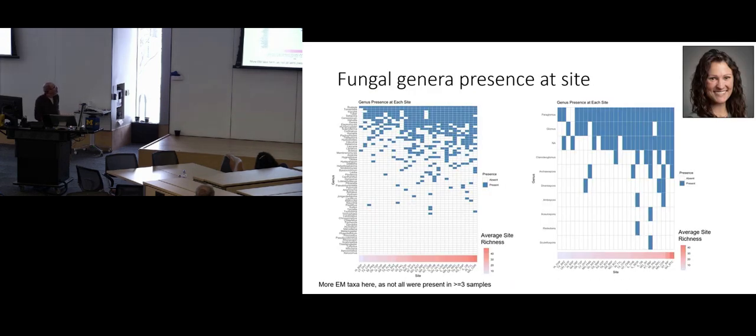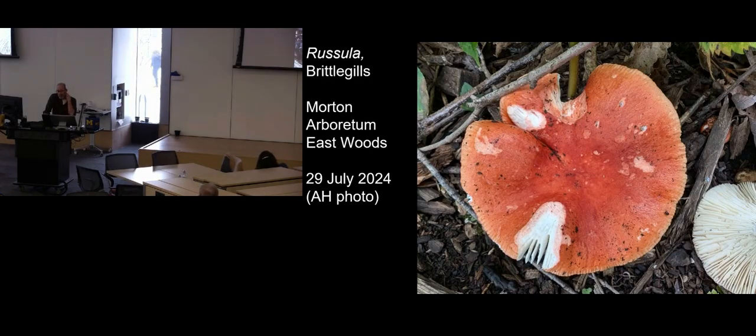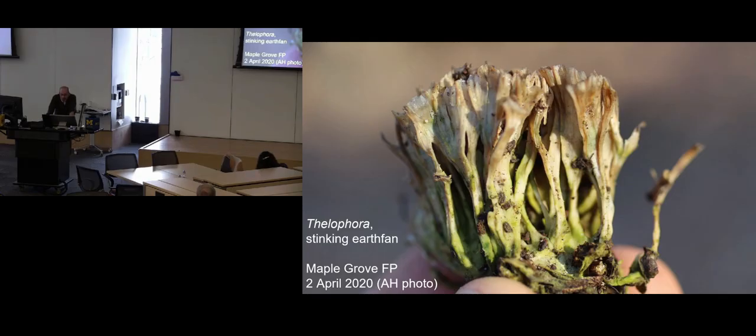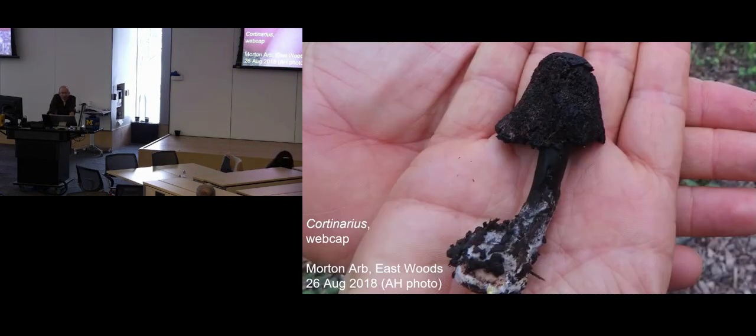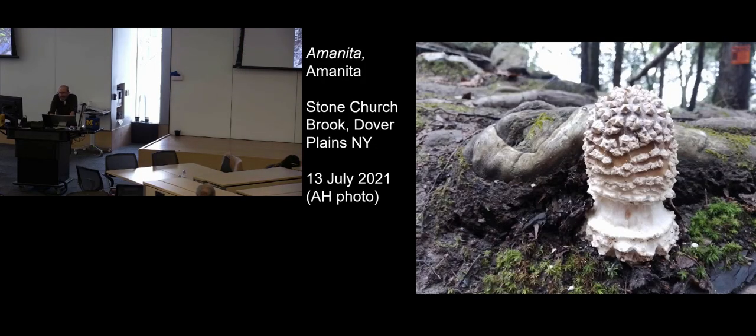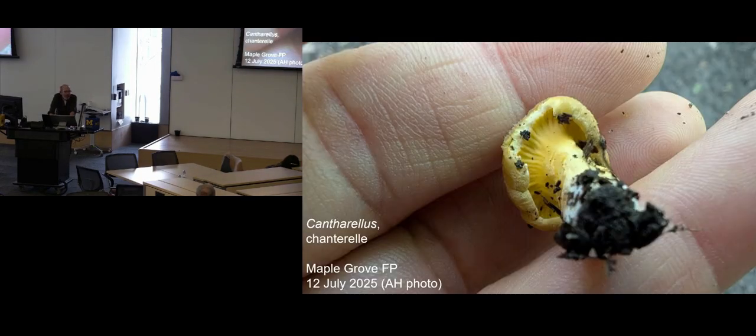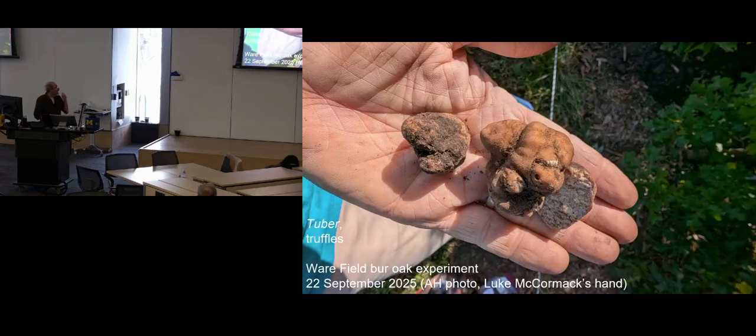They calculated fungal presence at each site, and found a lot more ectomycorrhizal fungi than arbuscular mycorrhizal fungi, things that you would recognize on a walk through the woods, things like brittlegills, stinking earthfan, jellied false coral fungus, webcap, amanita, chanterelles, and some things that you would not see at all, like truffles, which are fairly abundant in their data set.